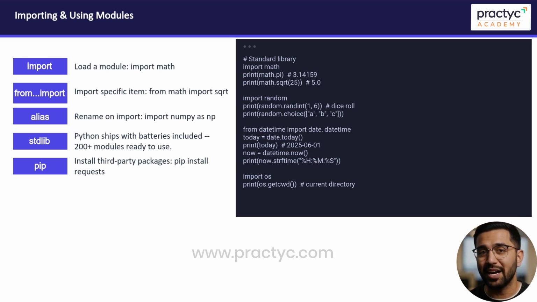Python's standard library offers 200 plus modules. Install third-party packages with pip install. Examples include math, random, datetime, and os.